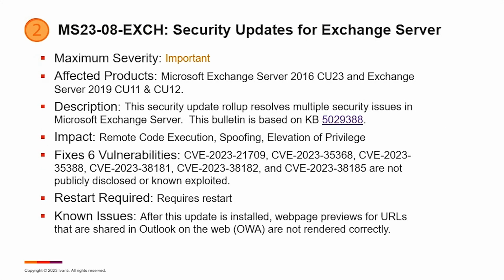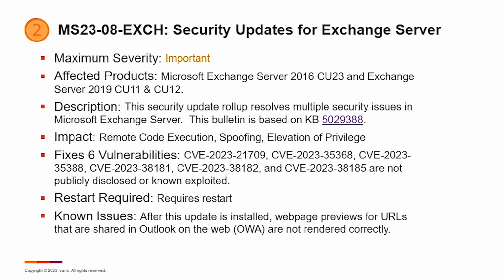There was another update for Exchange Server this month. It applies to 2016 CU23 and the latest versions of 2019, which are the cumulative updates versions 11 and 12. 6 vulnerabilities addressed this month, dealing with remote code execution, spoofing, and elevation of privileges.